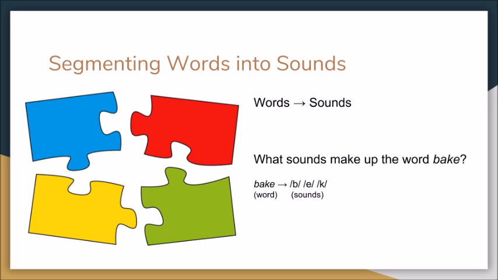Segmenting words into sounds. Segmentation goes in the opposite direction of blending. In this case, we are teaching them to break words down into sounds. The child may be asked, what sounds make up the word bake? B, a, k should be the answer. Again, manipulatives are a good route to go with these lessons to avoid using letters.